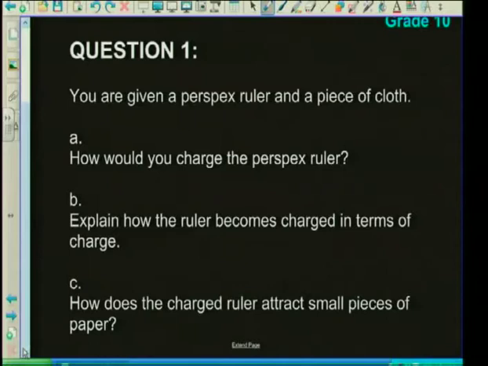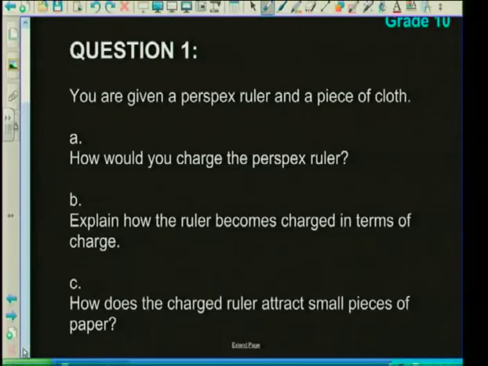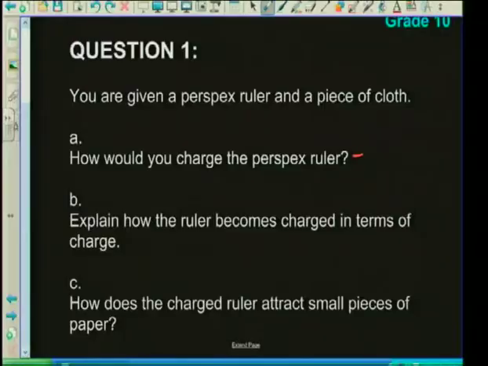Welcome back, and we're now looking at some questions. We're going to go right back to electrostatics, and first question, a very typical type question, says you're given a perspex rod and a piece of cloth, pretty much like my ruler and my cloth. The first question says, how would you charge the perspex ruler? They're not asking how would you make it positive or negative, it doesn't really matter, but nice and simple, you're going to use the process of friction. Friction means you're going to rub the ruler with the cloth.